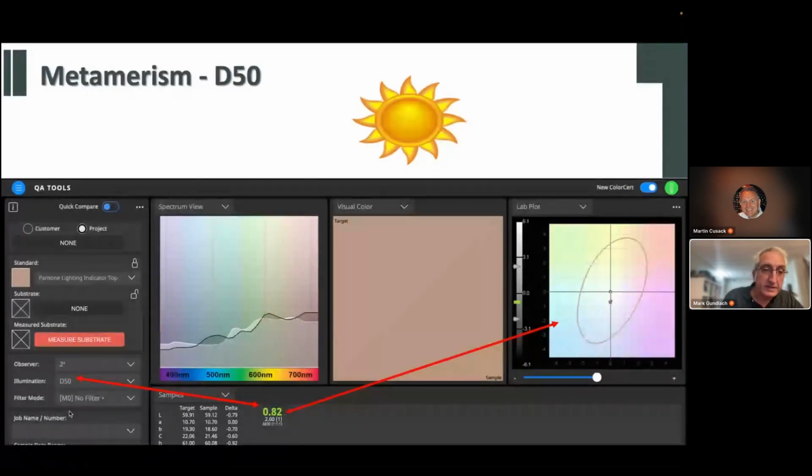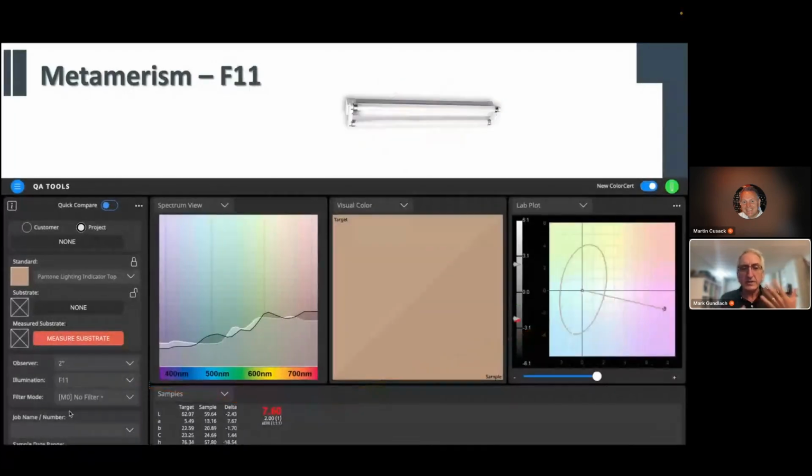But in the software in ColorCert, we can flip over the illumination here to F11 to say, what's this going to look like under fluorescent lighting? Same measurement data, okay? Just change the illuminant here. Now I see that it's going to be almost 8 delta E. You can see it in the graph here. You can see it in the example in the middle here, the target versus the sample, very different.